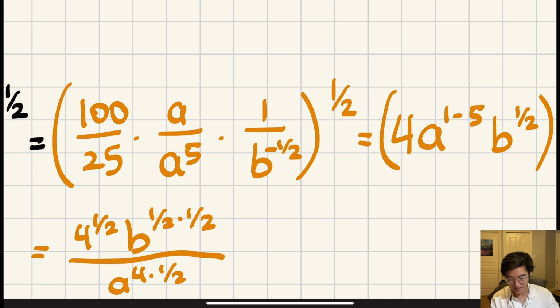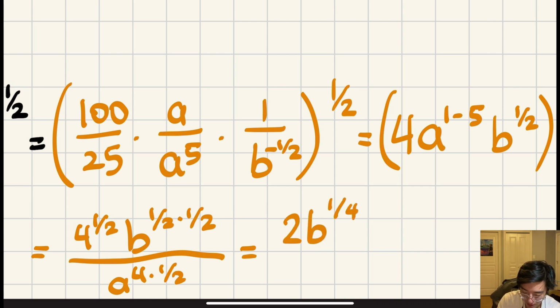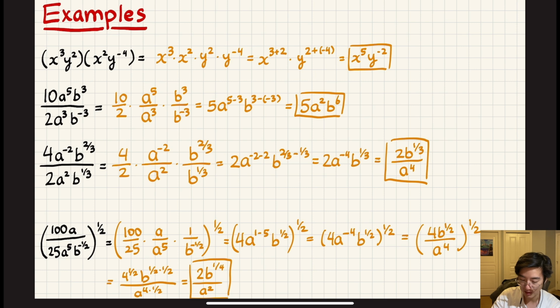Okay, so now what do we have here? 4 to the power of 1 over 2. This is the same thing as the square root of 4, right? Which is just 2, okay? 1 over 2 times 1 over 2 gets us b to the power of 1 over 4. 4 times 1 over 2 gets us 2, so it's a squared. Okay, well, there we go.